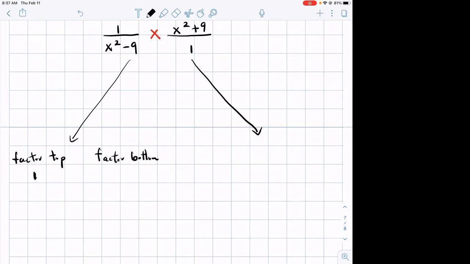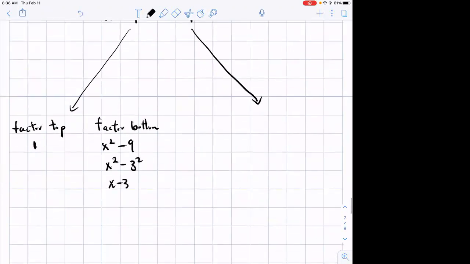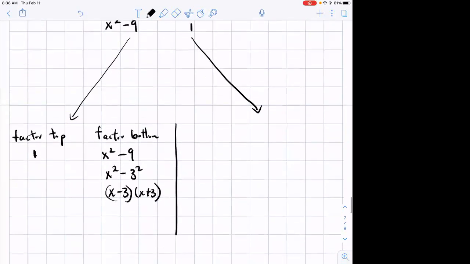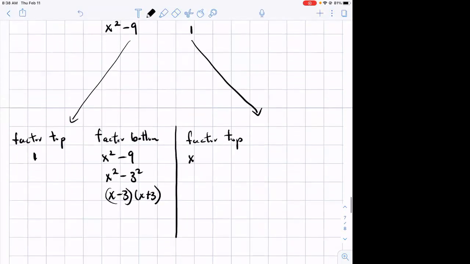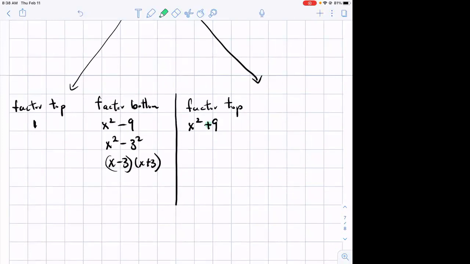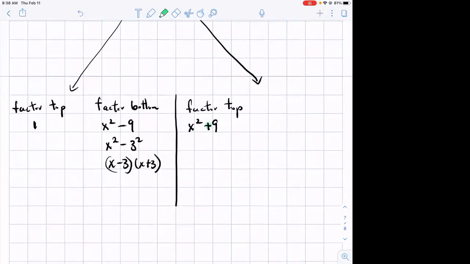So the top is 1, so 1 can't be factored. But the bottom, x squared minus 9, is a difference of squares. So this becomes x minus 3 times x plus 3. So that's the left side. If we look at the right side, if we factor the top, which is x squared plus 9, be careful, this is a plus, so there is no sum of squares. So this cannot be factored.